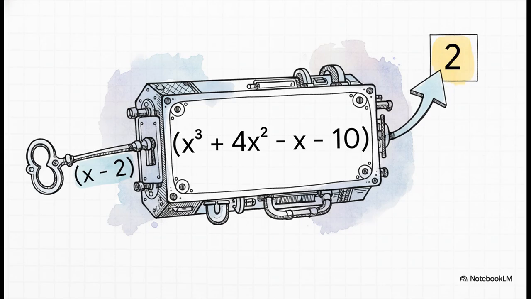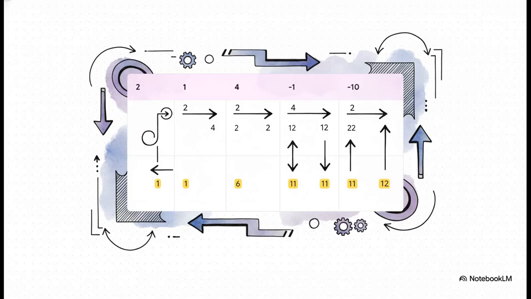Okay, first up, a pretty standard problem. We're dividing x cubed plus 4x squared minus x minus 10 by x minus 2. Now, since our divisor is x minus 2, our magic number c is just positive 2. And here we go. Watch the process. We put our 2 out front and list the coefficients: 1, 4, -1, -10. First, just bring down that 1.